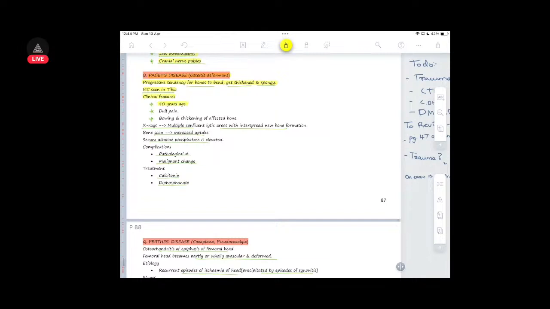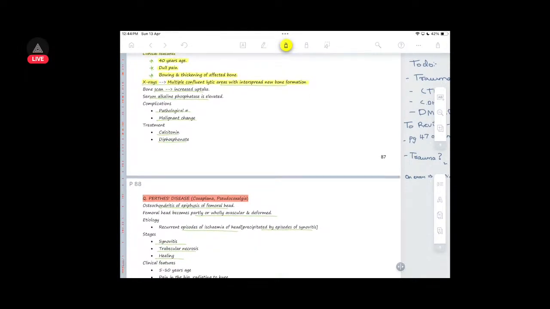Clinical features: 40 years of age most commonly affected. Dull pain is there. Bowing and thickening of affected bones can be seen. X-rays, you find multiple confluent lytic areas with interspersed new bone formation.